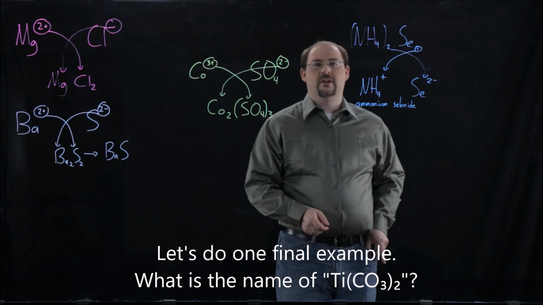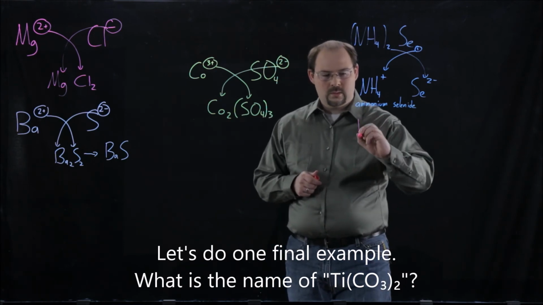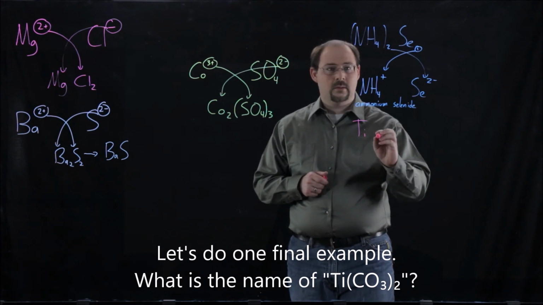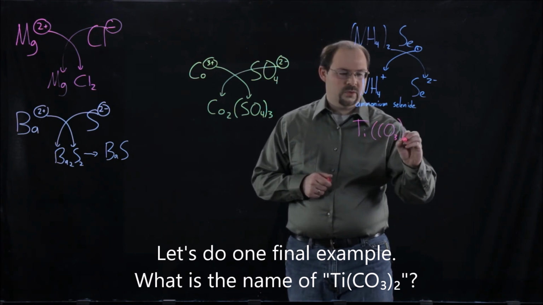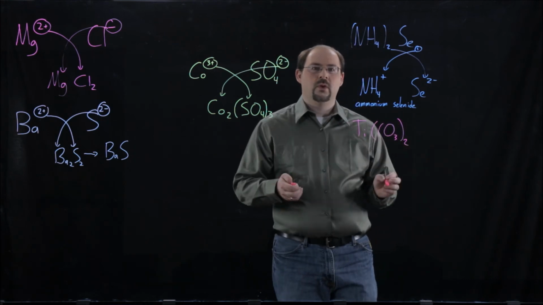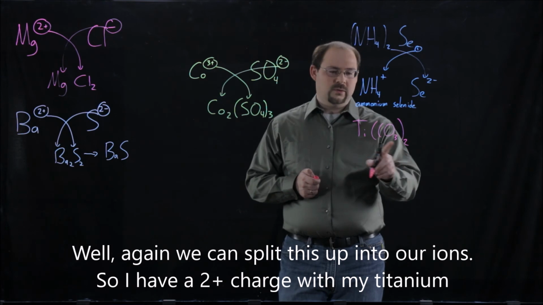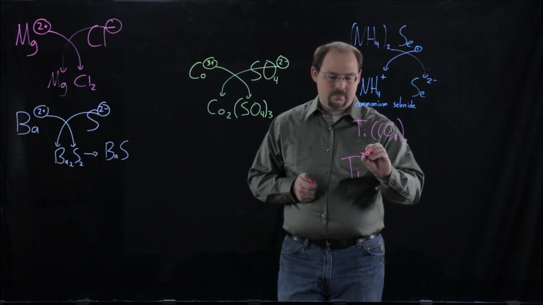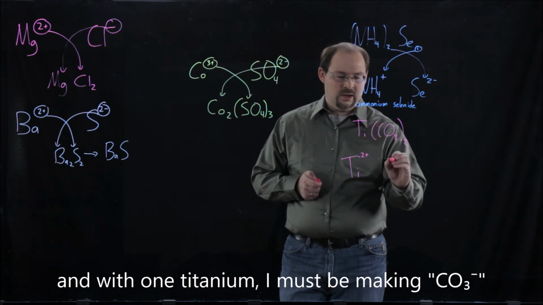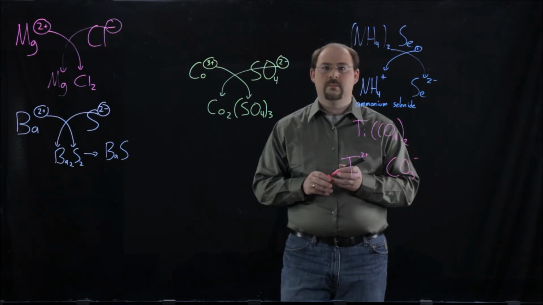Let's do one final example. What is the name of Ti(CO3)2? Well, again, we can split this up into our ions. So I have a 2 plus charge with my titanium. And with 1 titanium, I must be making CO3 minus.